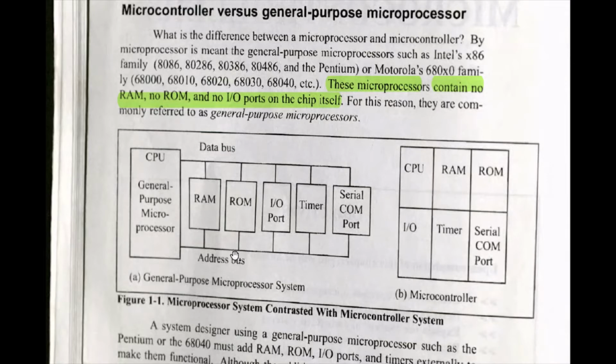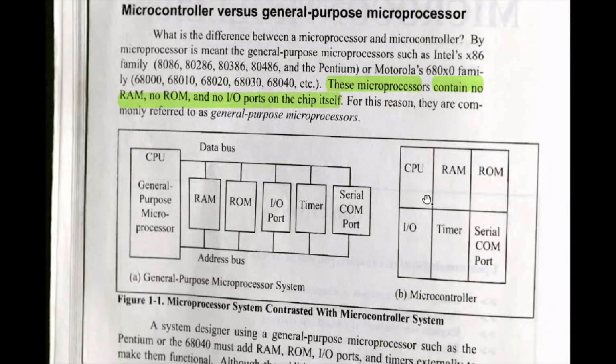So the main difference between microprocessors and microcontroller is that the microprocessors contain no RAM, no ROM, no IO ports on the chip itself. So this chip can be used anywhere, wherever RAM, ROM are required or where they are not required. This small chip can be used anywhere.